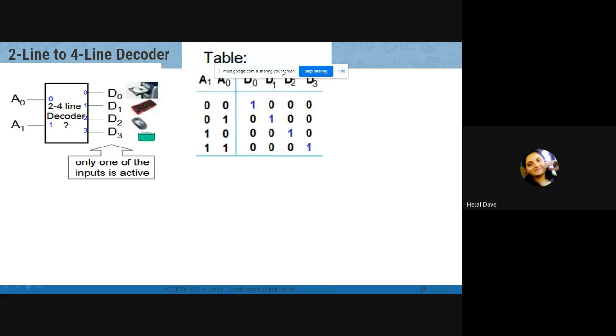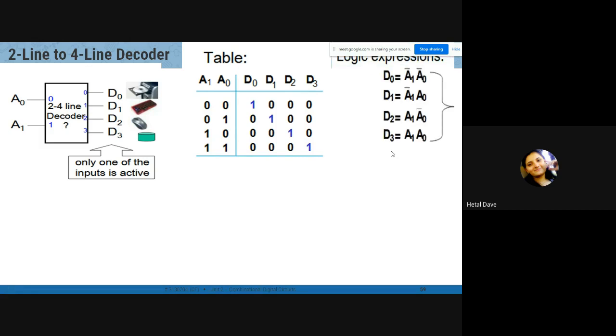Here is the truth table. A0, A1: whenever they are 0 0, the D0 line is 1 and the rest of the lines will be 0. For 0 1, the D1 line will be 1 and the rest will be 0. Then 1 0 and 1 1. From the truth table, I can make the equation. What is the equation of D0? Only one 1 is available in the D0 column. What is the input combination? A0 bar, A1 bar. So this is the equation of D0.